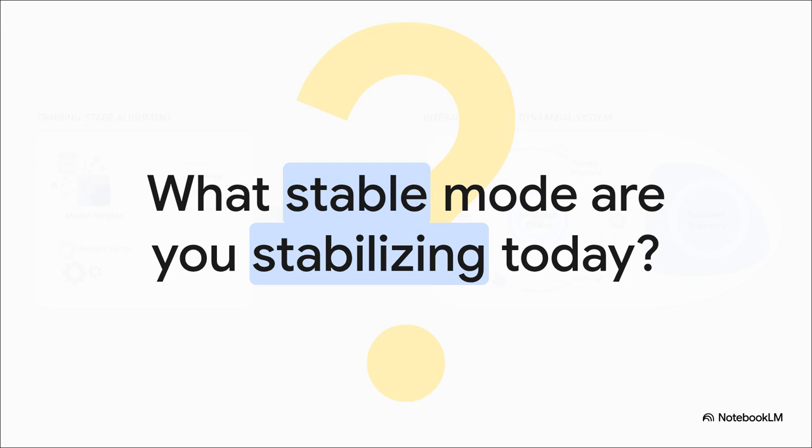I want to leave you with a question to chew on. If alignment truly is a coupled dynamical system, what stable reasoning mode are you stabilizing in your AI interactions today?